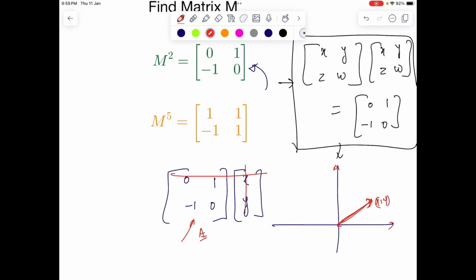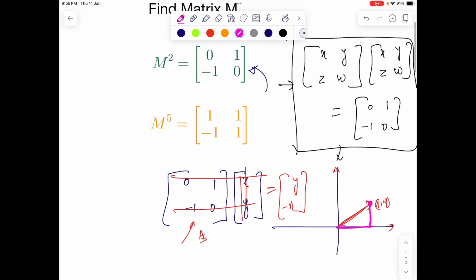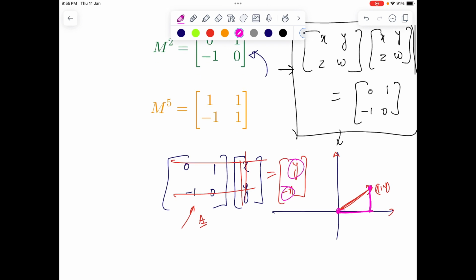So let's see what is the behavior of xy when reacted with A. So clearly we'll get the final answer as y, and we have minus x. Now can you geometrically tell where y and minus x is? Not so bad. So we have this x distance and this y distance. Now the x coordinate is gonna be y, and the y coordinate is gonna be minus x.